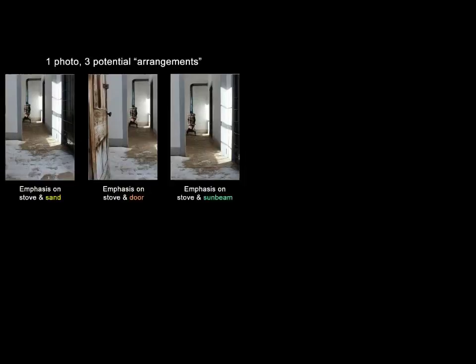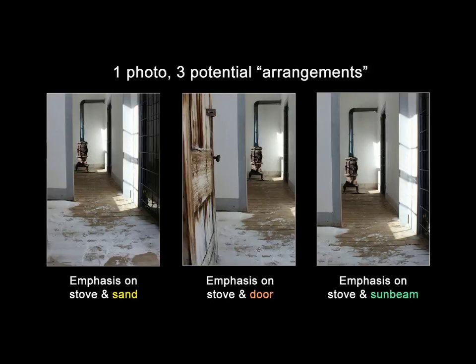So if we take the same scene, we can recompose either in real time with our camera or by cropping after we get home, to try to emphasize different things. And if you look at these three different photos, it's the same scene, but there are different things emphasized in each photo. What one is your favorite out of those? Well, I like the old door with the old stove. I think that's my favorite one out of those, too.